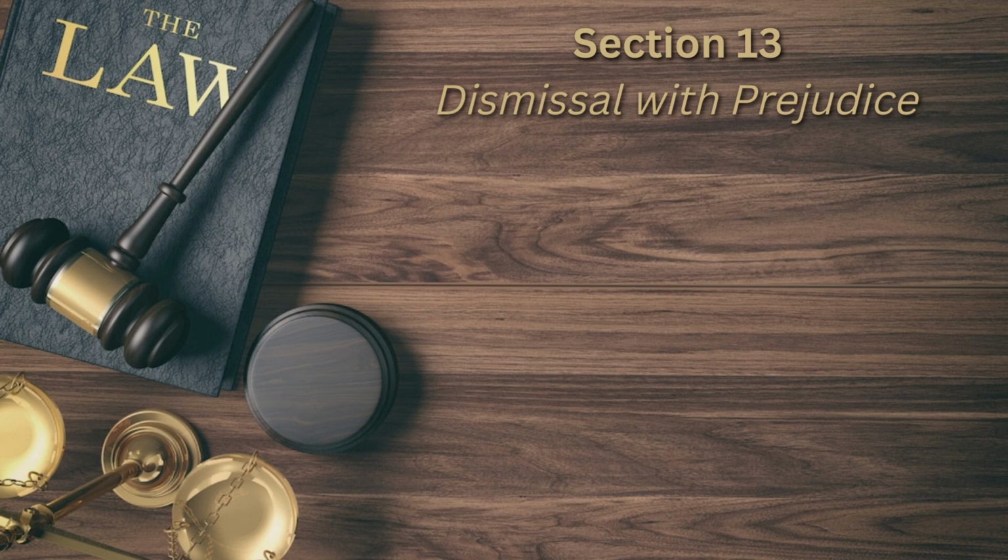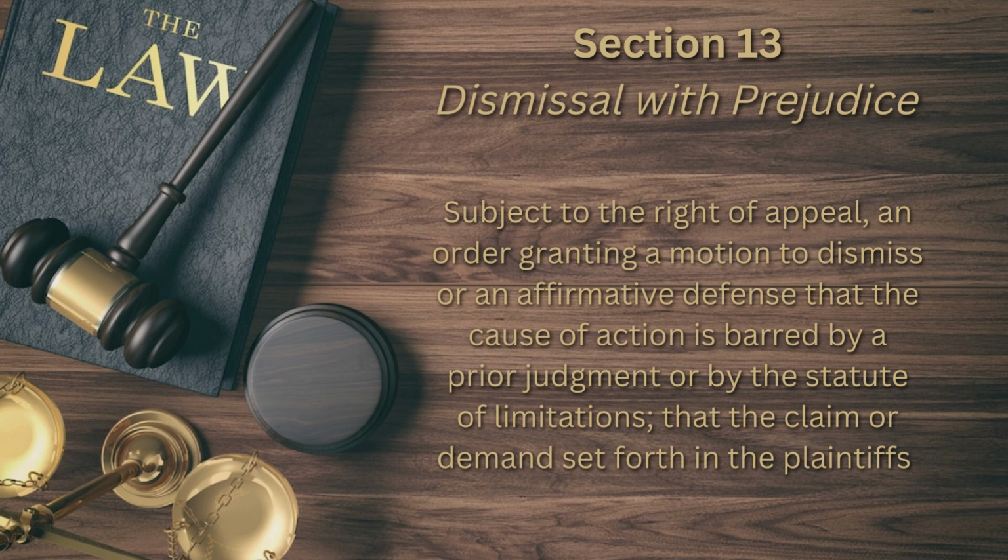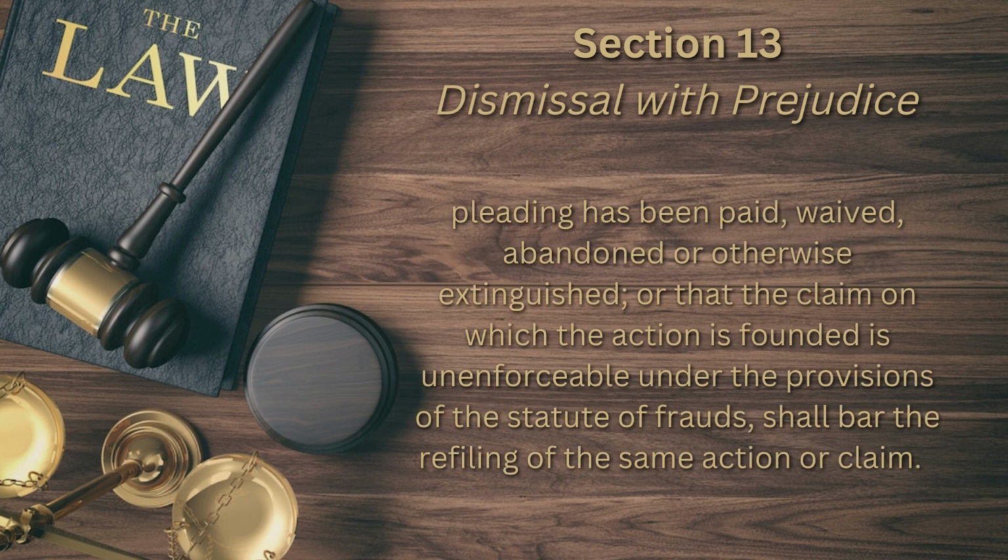Section 13. Dismissal with prejudice. Subject to the right of appeal, an order granting a motion to dismiss or an affirmative defense that the cause of action is barred by a prior judgment or by the statute of limitations, that the claim or demand set forth in the plaintiff's pleading has been paid, waived, abandoned, or otherwise extinguished, or that the claim on which the action is founded is unenforceable under the provisions of the statute of frauds, shall bar the refiling of the same action or claim.